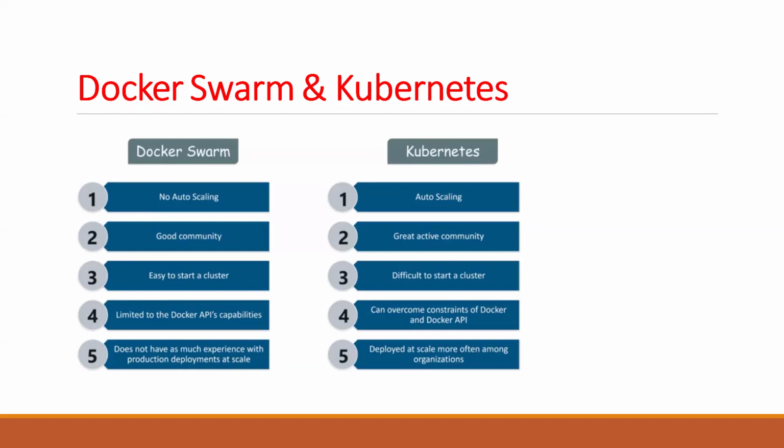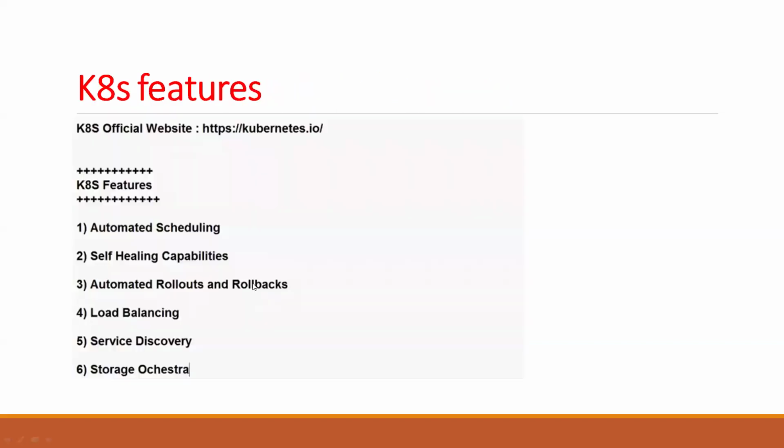Kubernetes has a good, great, active community. Easy to start a cluster, difficult to start the cluster. Docker Swarm is limited to the Docker API's capabilities, while Kubernetes can overcome the constraints of Docker and the Docker API. Docker Swarm does not have much experience with production deployment at scale, while Kubernetes is deployed at scale more often among organizations.